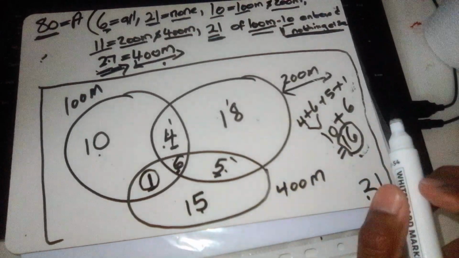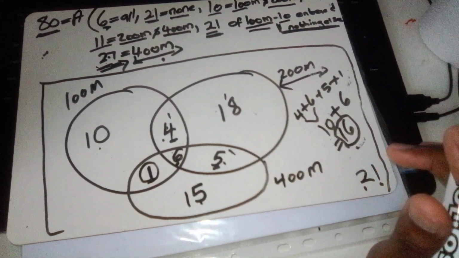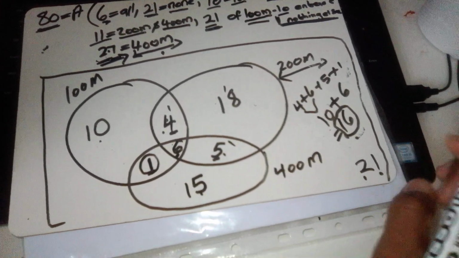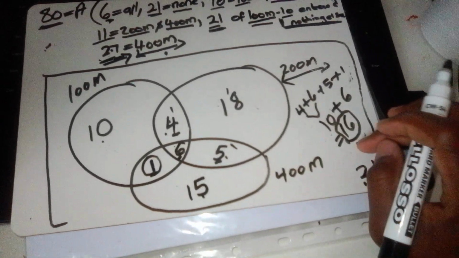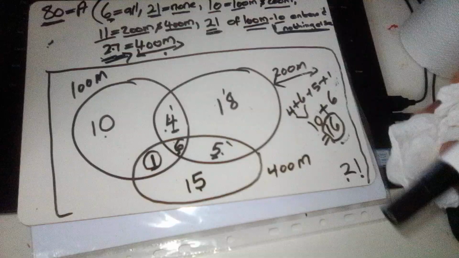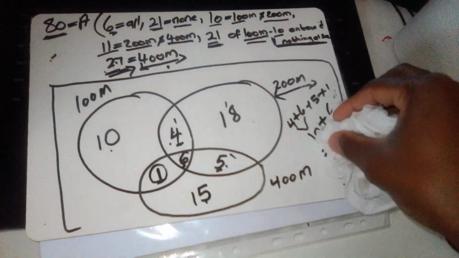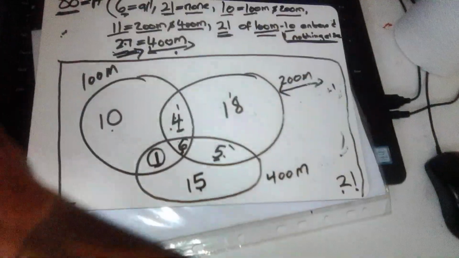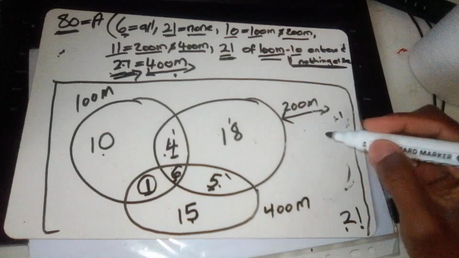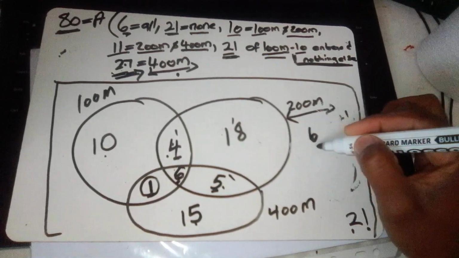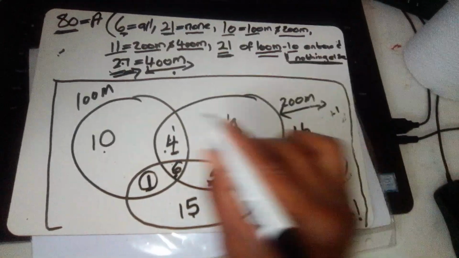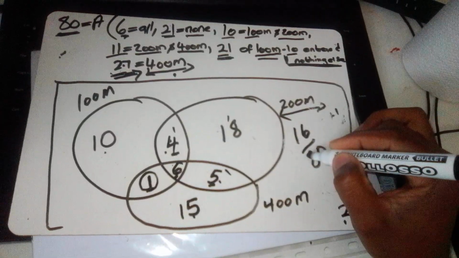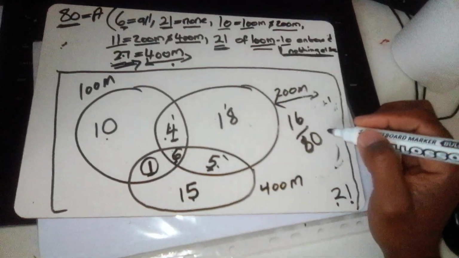So now they say, what is the probability of an athlete selected at random running at least 2 of the sprint events? So since we have 16 here, let me create some space. So remember, we have 16, right? So it's going to be, what is the probability? 16 out of, what is the total again? The total is 80, right?